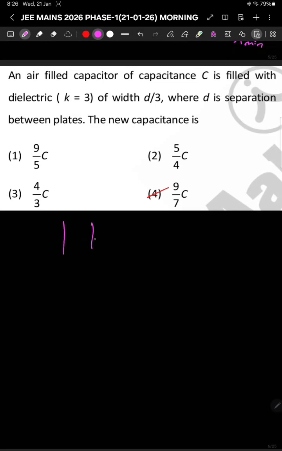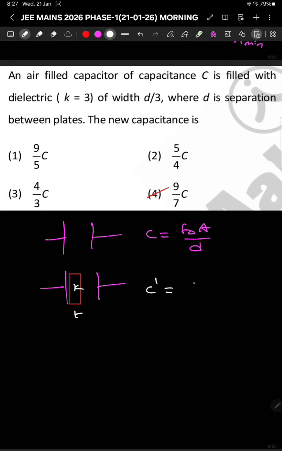An air capacitor was given like this. Its capacitance formula is epsilon naught A by D, where A is the area of the plate and D is the distance between the plates. Now, when a dielectric having thickness T and dielectric constant K is introduced between the plates, the new capacitance becomes epsilon naught A by D minus T plus T by K.